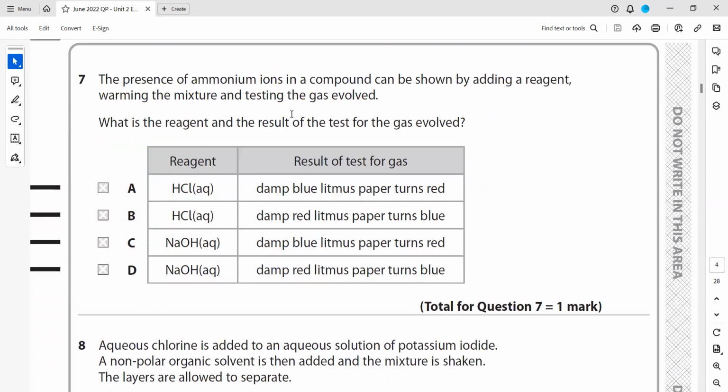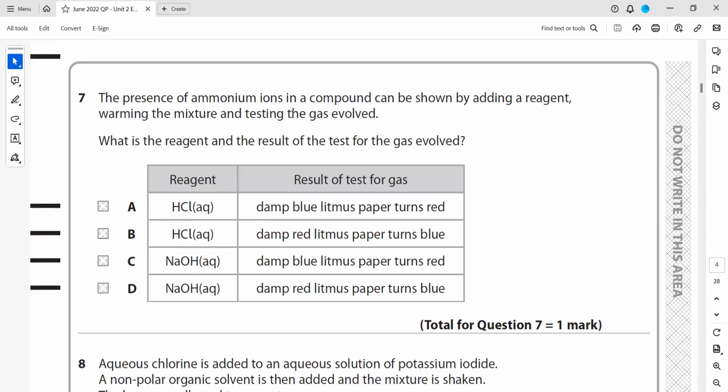The presence of ammonium ion in a compound can be shown by adding a reagent, warming the mixture, and testing the gas evolved. So which reagent do we add? We add sodium hydroxide. This is a test for the ions. Whenever ammonium compounds are heated in the presence of alkali, they give off ammonia gas, and ammonia gas turns red litmus blue. So we add sodium hydroxide, and it will turn the red litmus paper blue.